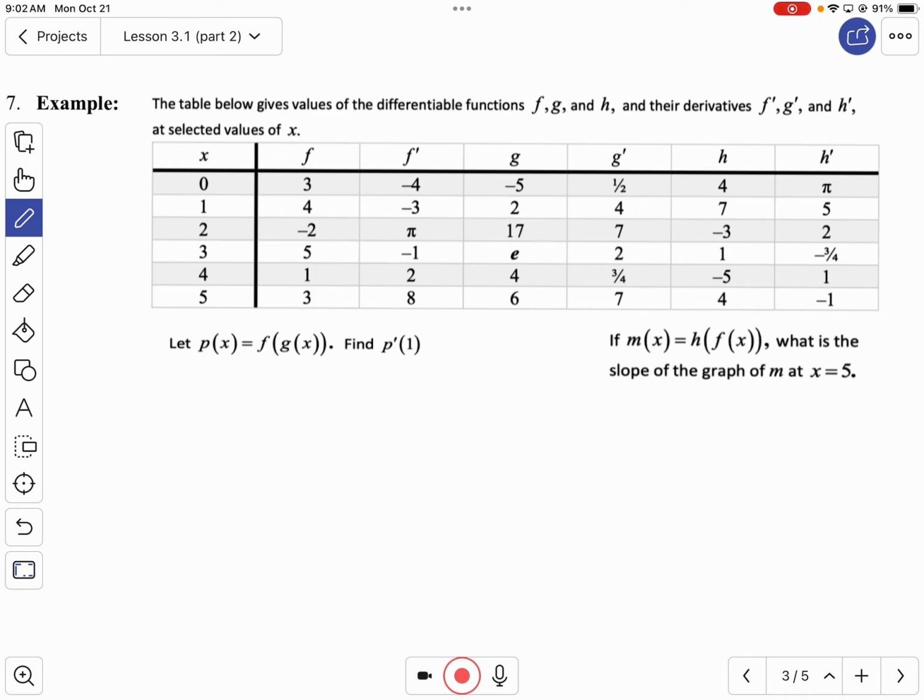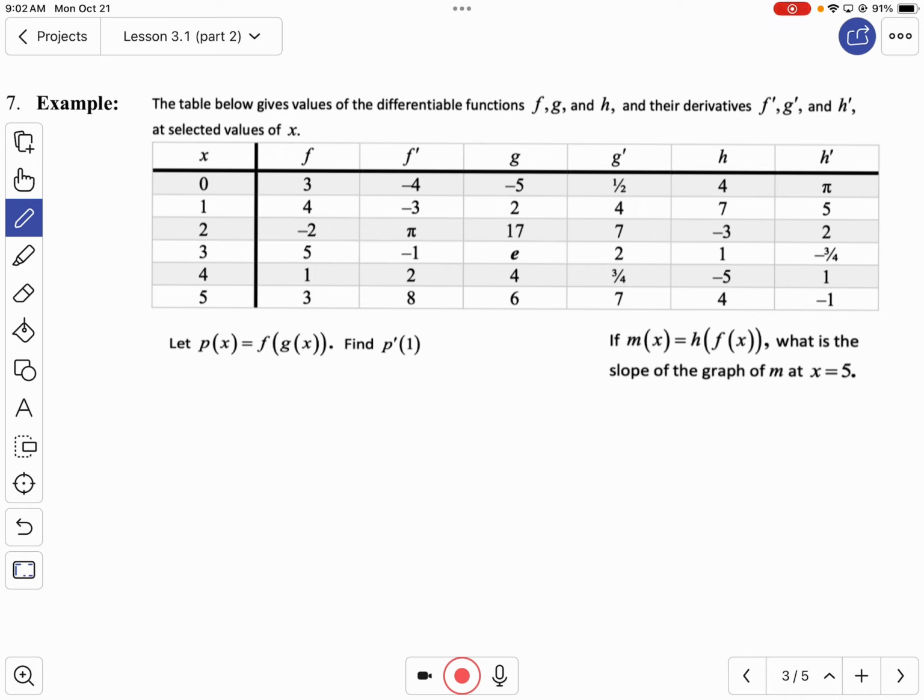This first one, find P prime at 1. It's just a normal composition. The second one, M of X equals H of F of X. So you've got to pay attention to that. Notice this time the question says, what's the slope of the graph at X equals 5? This just wants to be sure that you understand you're looking for M prime at 5. Okay, so they're just asking it in a little different way, but it works the same.